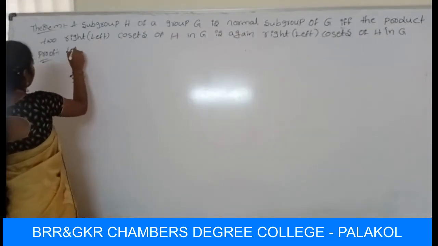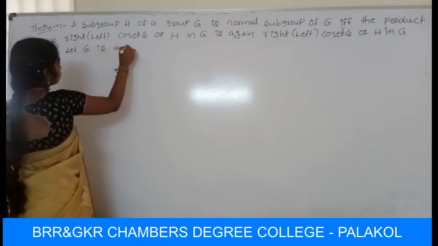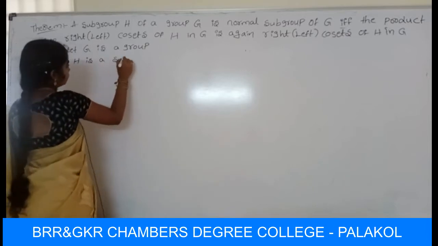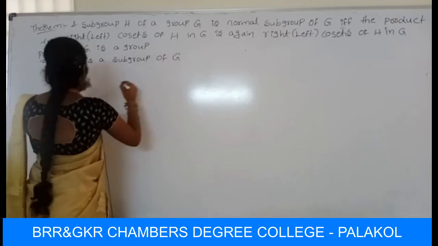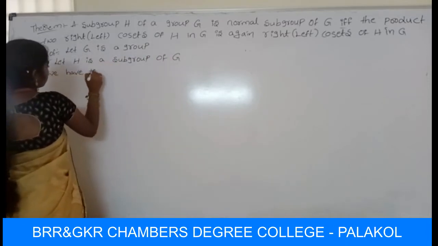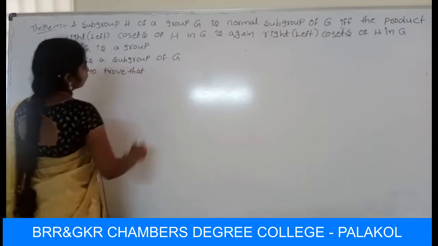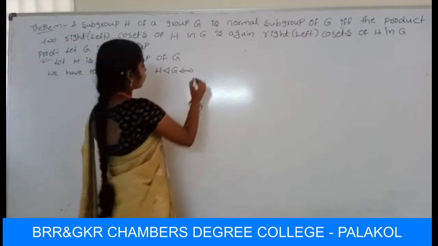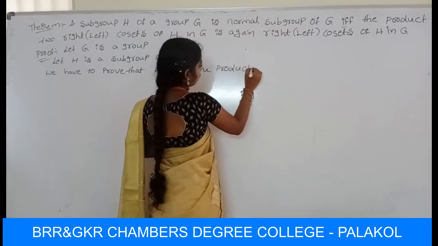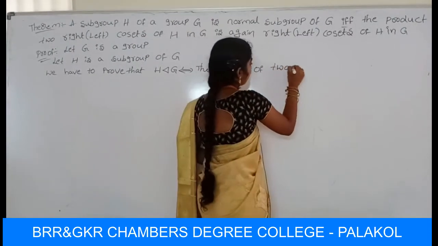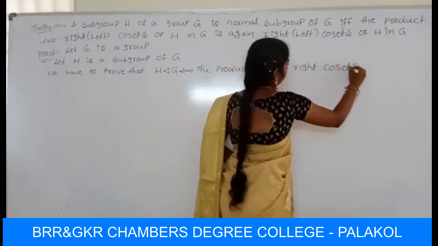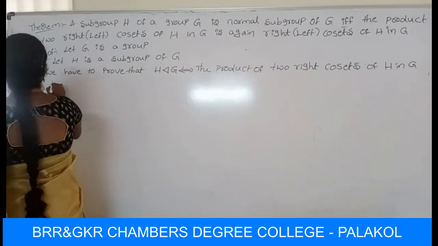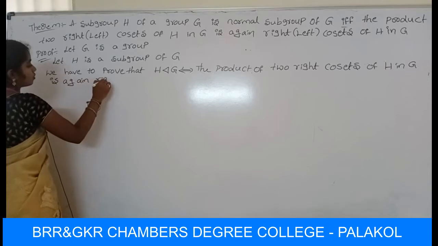First of all, let Z be a group, let H be a subgroup of Z. So we have to prove that H is a normal subgroup of Z if and only if the product of two right cosets of H in Z is again a right coset of H in Z.